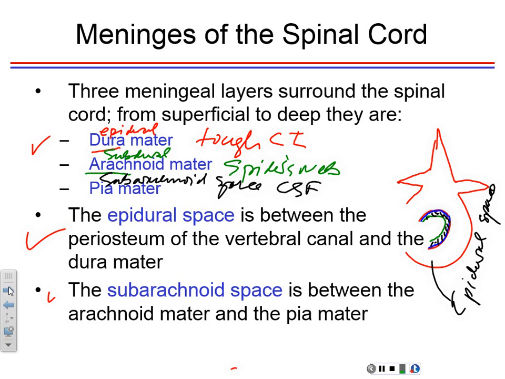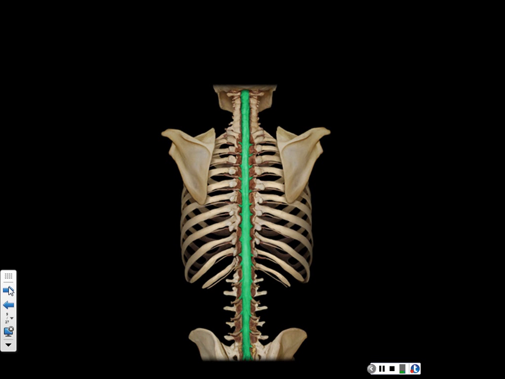So know all these spaces and know what is in these spaces, what occupies those spaces, and of course the order in which they are, from superficial to deep, or deep to superficial, whichever. Right? So that's that.